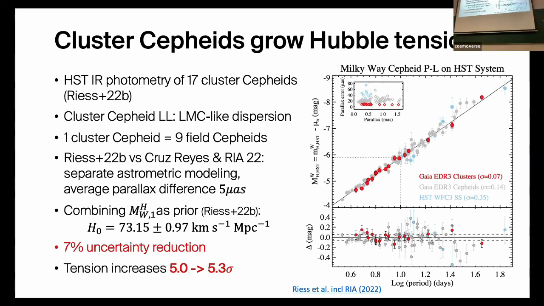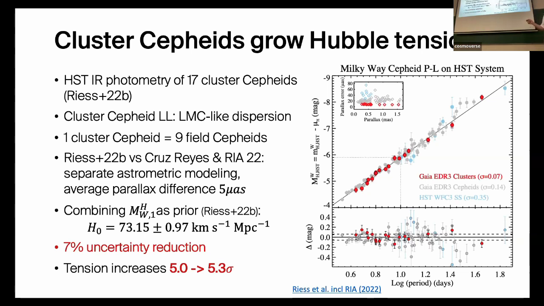That just shows you how accurate these parallaxes are. And because of their small errors, essentially one cluster Cepheid has the same weight as 9 field Cepheids. So in Adam's work and in our work, we actually did a different astrometric processing. So we had different lists of membership for the same clusters, and we only came out at an average distance difference of about 5 micro-arcseconds.